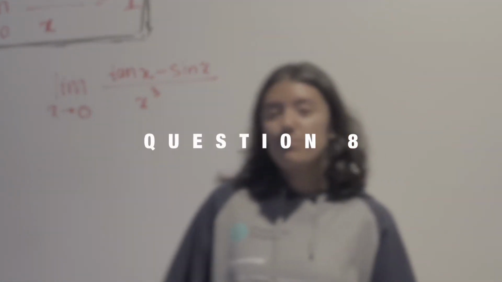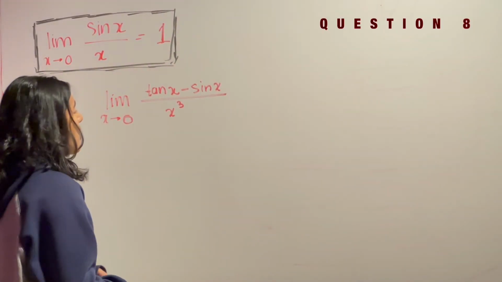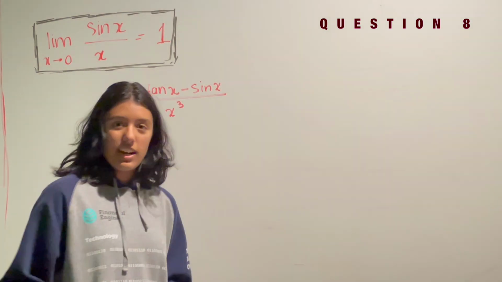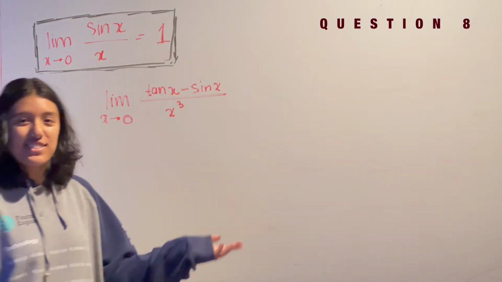So our final problem of today's video would be the limit as x tends to 0 of (tan x minus sin x) over x cubed. If you want to try and attempt this problem, please give it a try. And if you have no idea where to start, I'm going to tell you the solution right now.